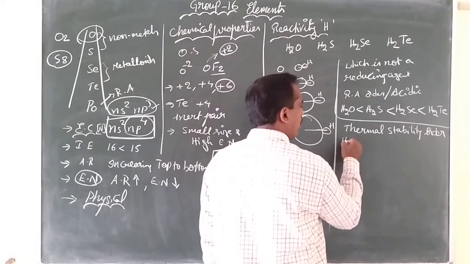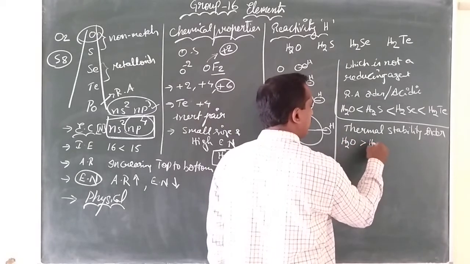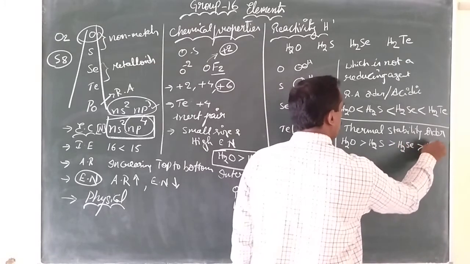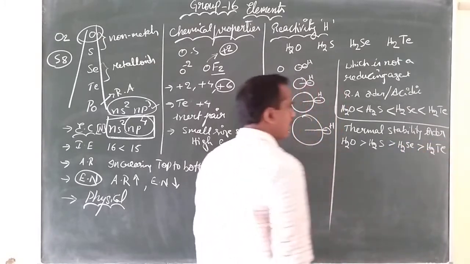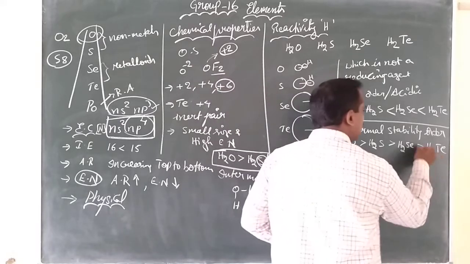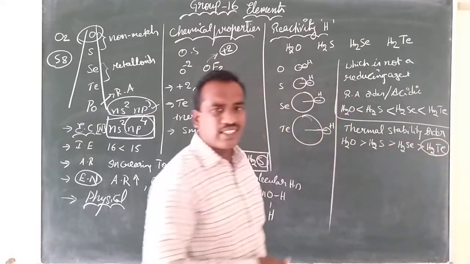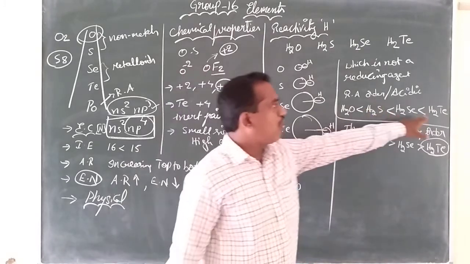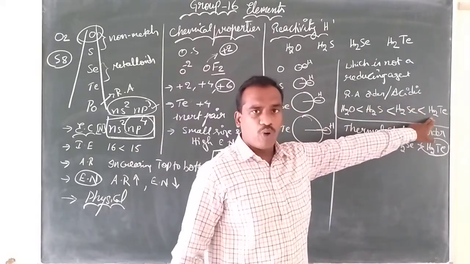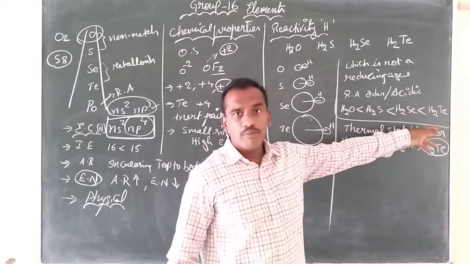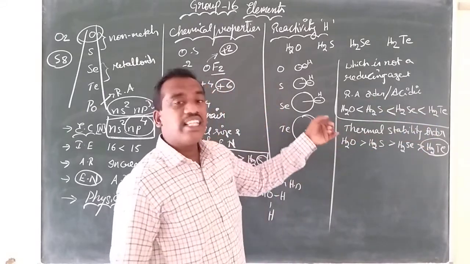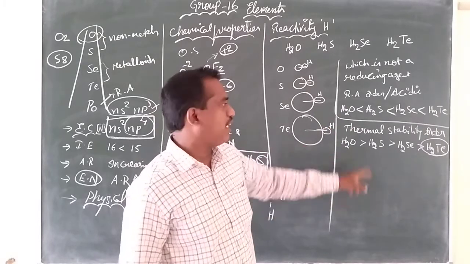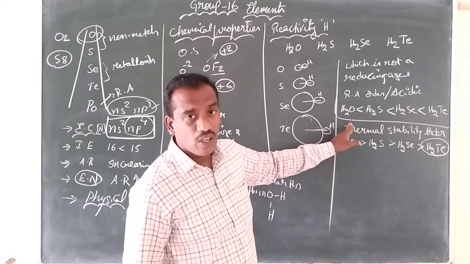Thermal stability order means H2O is more stable than H2S, which is more stable than H2Se, which is more stable than H2Te. H2Te is less stable, meaning it readily decomposes. When it readily decomposes, it can lose the hydrogen, so acidic nature will be more, or we can say reducing order will be more. Among these, which acts as the least reducing agent, or does not make another species undergo reduction, is water. Got the point, children?